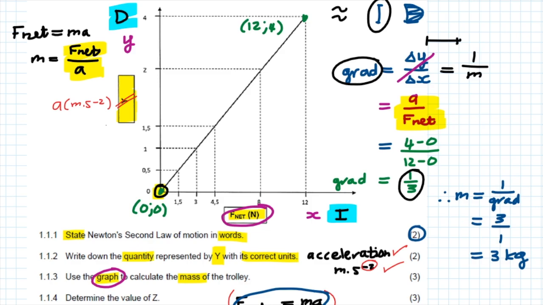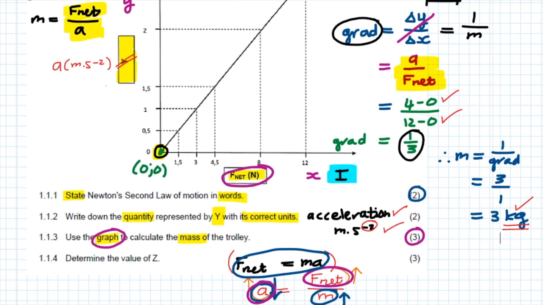So this is the answer to question 1.1.3, which is out of 3 marks. So you're going to be awarded 1 mark for what you substitute at the top, your y values, your change in y, 1 mark for what you substitute at the bottom, or change in x values, and 1 mark for your final answer with the correct unit. If you don't include the correct unit, you're not going to get your marks.